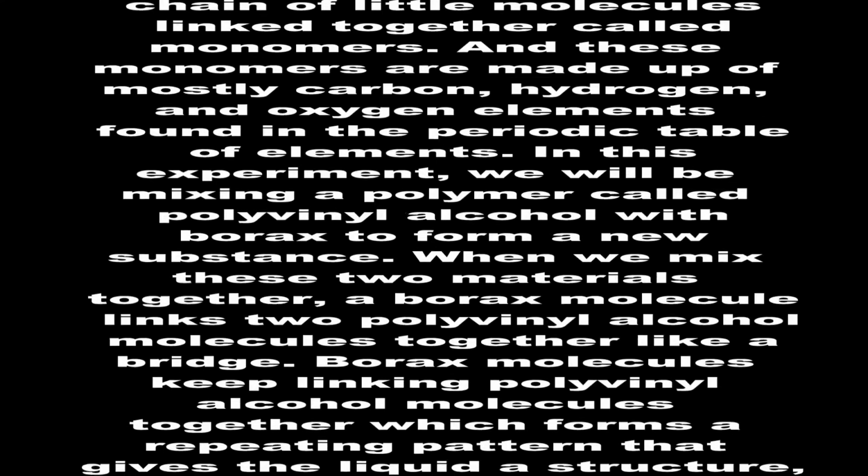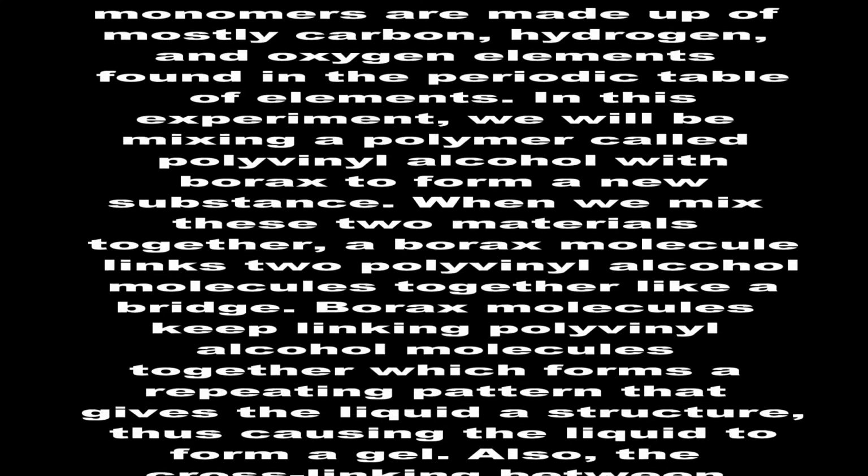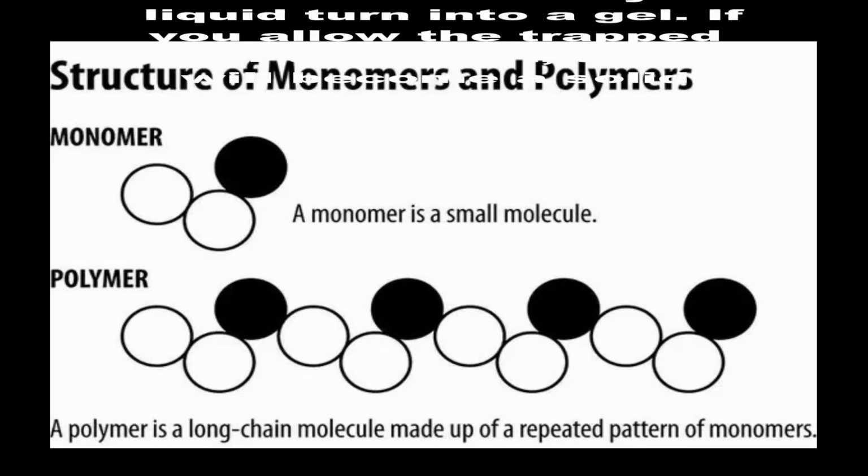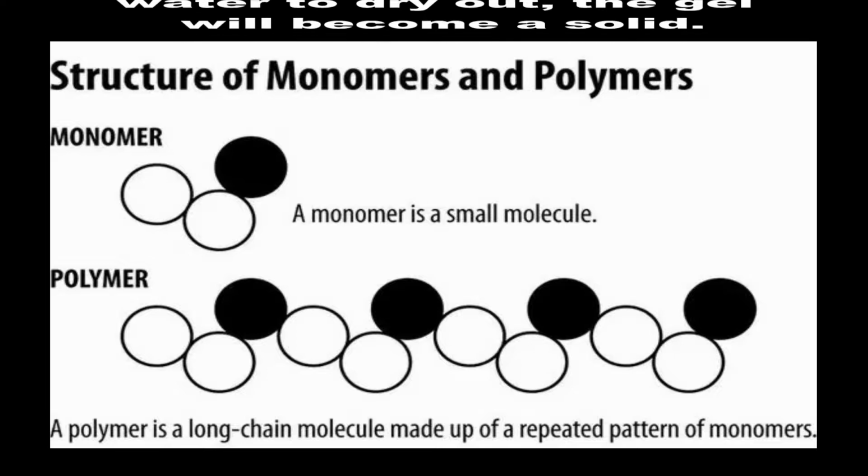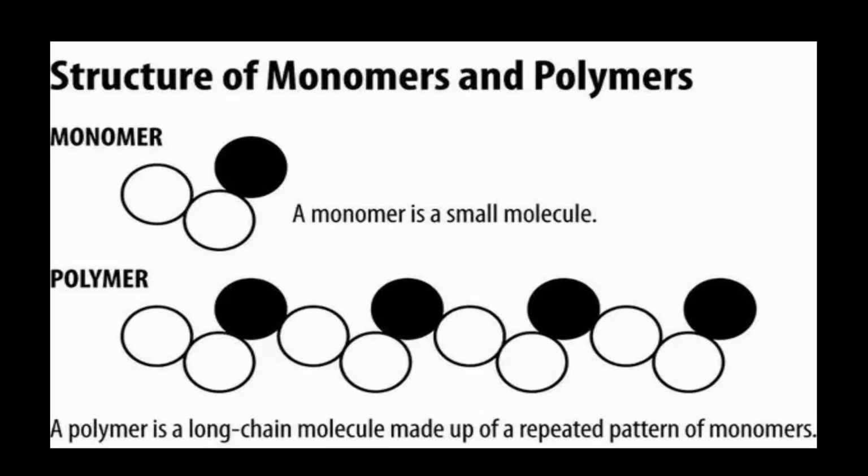In this experiment, we will be mixing a polymer called polyvinyl alcohol with borax to form a new substance. When we mix these two materials together, a borax molecule links two polyvinyl alcohol molecules together like a bridge. Borax molecules keep linking polyvinyl alcohol molecules together, which forms a repeating pattern that gives the liquid a structure, thus causing the liquid to form a gel. Also, the cross-linking between the borax and polyvinyl alcohol traps water, which is another reason why the liquid turns into a gel. If you allow the trapped water to dry out, the gel will become a solid.